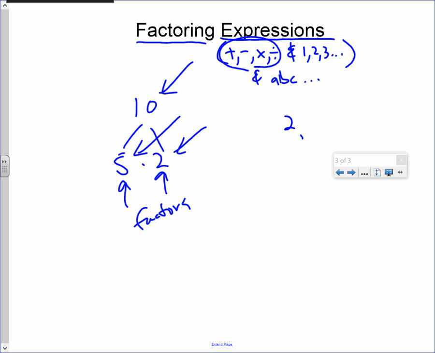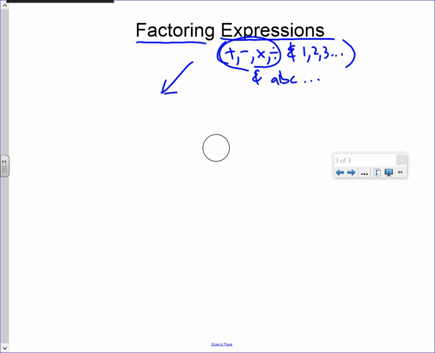If I say factor 20, break it down into the stuff that multiplies to get to 20. Thank you. That's one example. 10 times 2 would be another example. Beautiful. We're good. Here we go now. Watch this. Watch this.